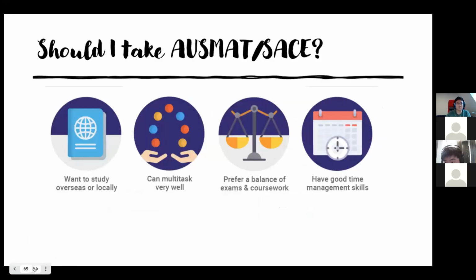So just to wrap it up, should you take AUSMAT or SACE or not? If you would like a pathway which is fast because it's only 10 months, and if you could manage your time well because of all these internal exams, then go for it.